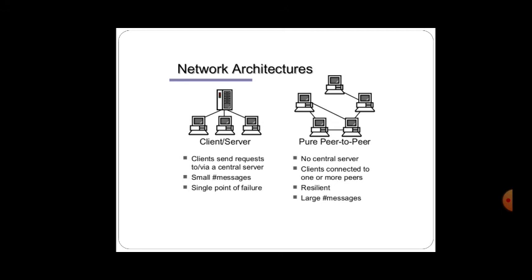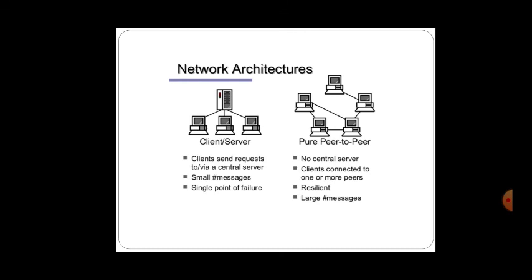Next, let us see some of the network architectures. There are two types of architecture: client-server architecture and pure peer-to-peer architecture. Let us see what is client-server architecture. The client sends requests to the central server, the server checks the file or anything, and the server says okay, you can take this file. These are small messages, with a single point of failure. The server is the major thing over here. If any one client fails, the network won't be damaged.